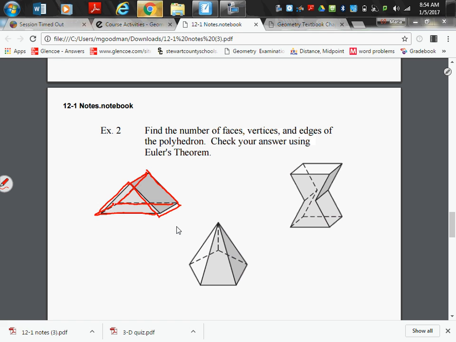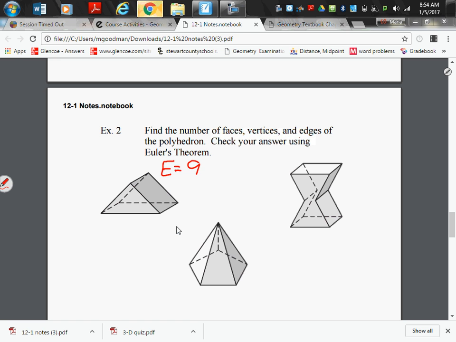To me, that's the easiest one to count. Because it will either be the dotted line or a solid line. So that's all you're doing is counting how many dotted lines and solid lines. So edges was 1, 2, 3, 4, 5, 6, 7, 8, 9.